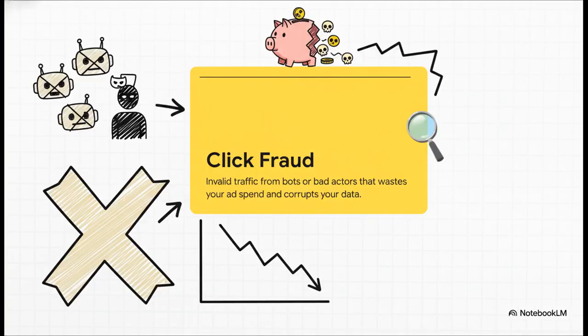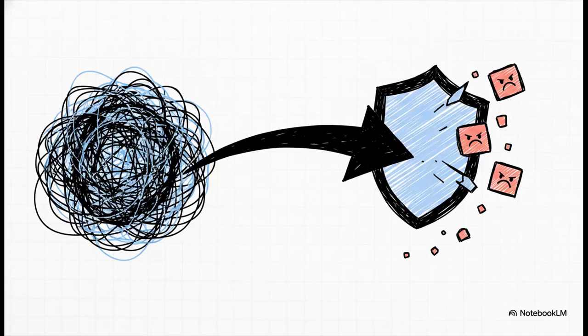Well, the culprit is almost certainly click fraud. It's a really simple but incredibly destructive problem. You've got invalid traffic from bots and other bad actors just hammering your ads. And it doesn't just torch your budget, it completely messes up your data, which makes it impossible to figure out what's really working. But here's the good news. You are not helpless here. This is not a problem without a solution. So let's get straight into what you can actually do to fight back starting today.